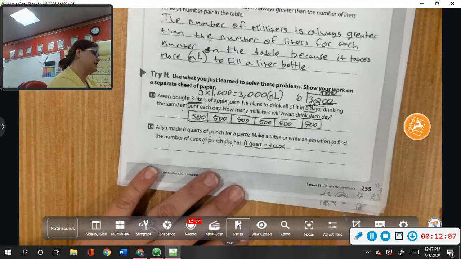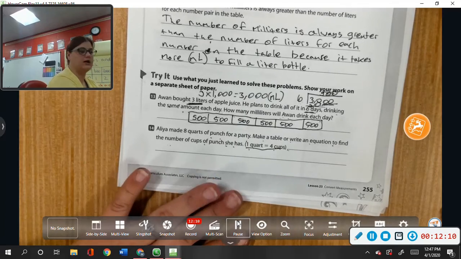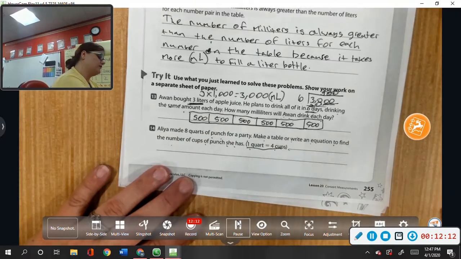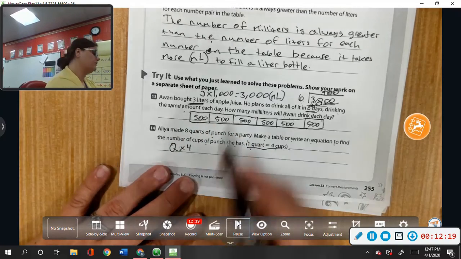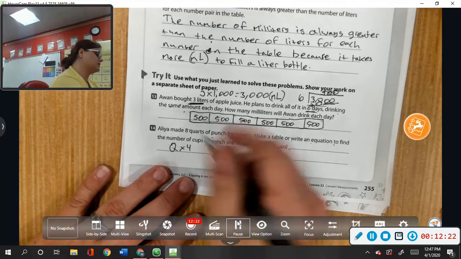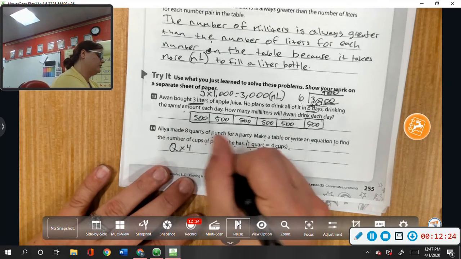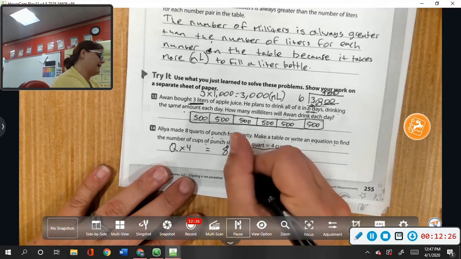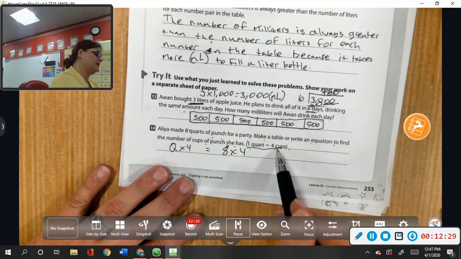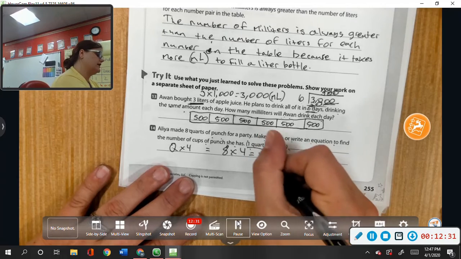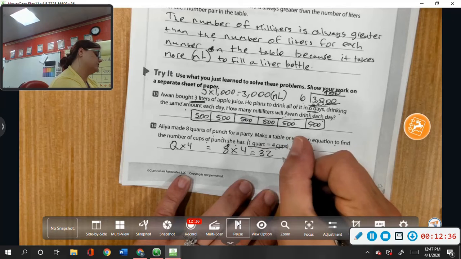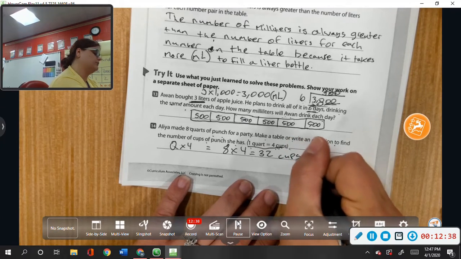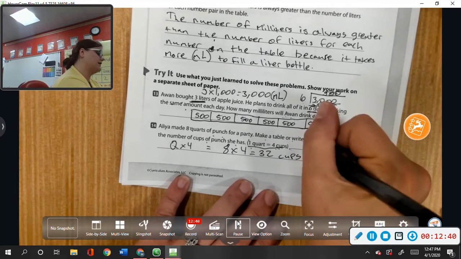But they gave us a key that tells us 1 quart equals 4 cups. So my equation would look like a quart times 4. Okay? Well, how many quarts do we have? We have 8 quarts. So we're going to replace that Q with the 8. 8 times 4, because that's how many cups are in each of those quarts, is 32, and we're converting to cups. So we have to put our unit of measurement there. Our answer is 32 cups.